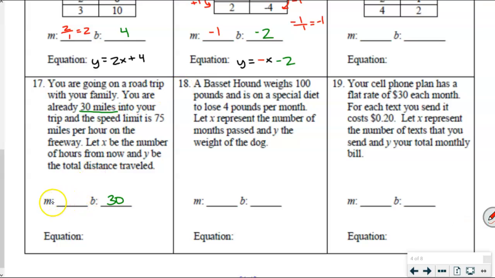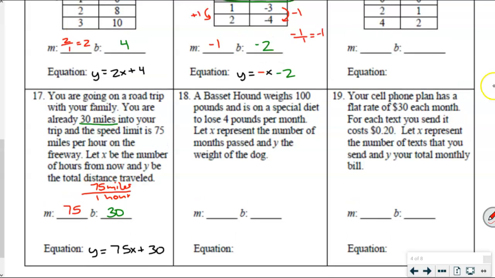What is the slope? How is it changing? Sam? Yeah, 75 miles per hour. The fact that it's giving us a rate, 75 miles per hour, that's our clue that that's the ratio or the rate of change or the slope. With that in mind, we can write the equation. Y equals 75x plus 30.